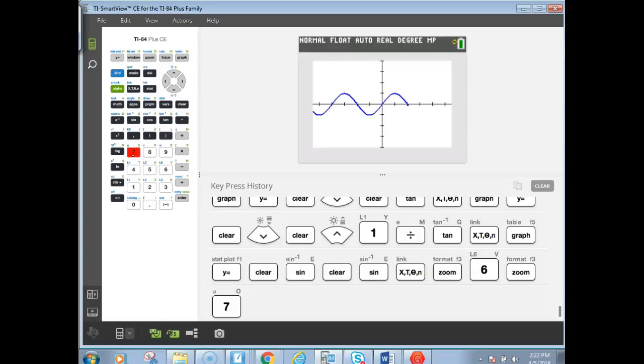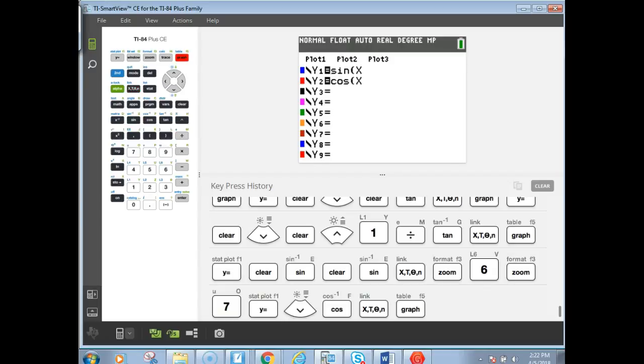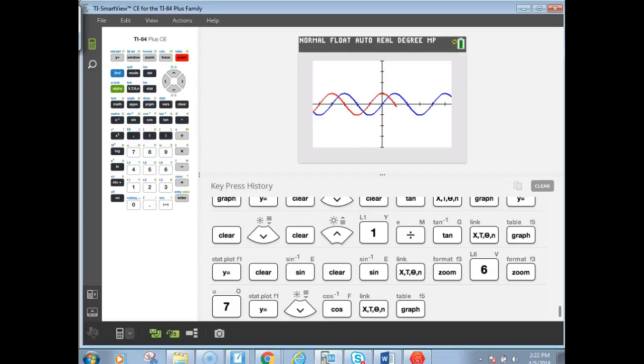Here we go. But you have to know all these values. They're not going to be labeled for you. You've got to know where the asymptotes are. You need to know where those key points are. So there's your sine wave. Now, if you go back in y equals and put in the second line cosine x, graph it, you can see that it's really the same graph as the sine, except it's shifted over pi over 2.